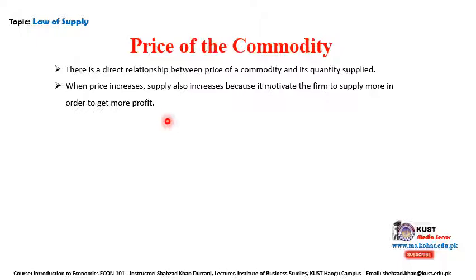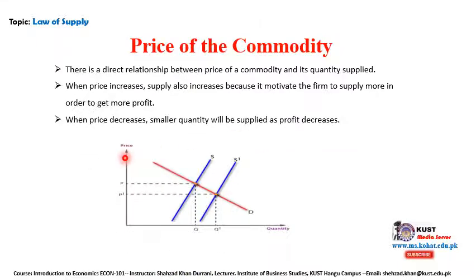The economists are always looking for those opportunities, right? And it's a game of opportunities and how you can avail that opportunity. When price decreases, a smaller quantity will be supplied as profit decreases, and if the profit decreases, nobody is interested. Nobody is interested, for example, to supply goods to the market because they are not earning that much from the market. This is a graph.